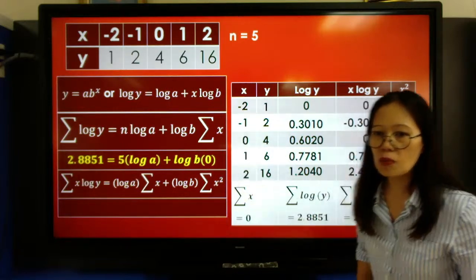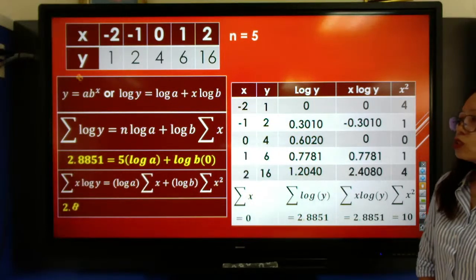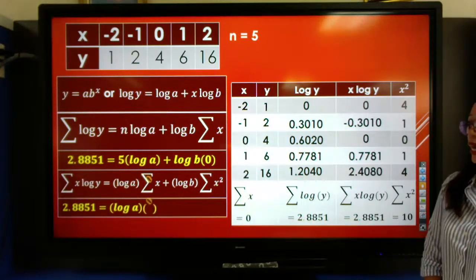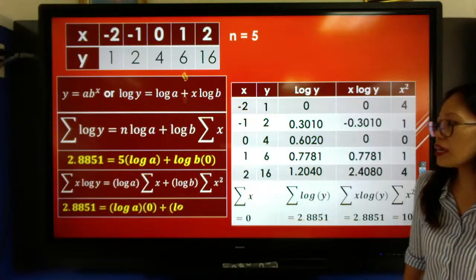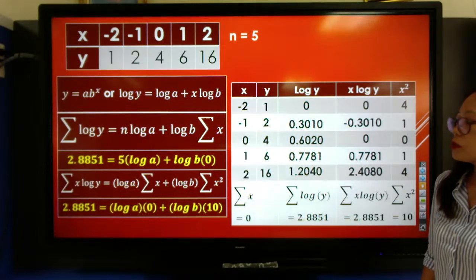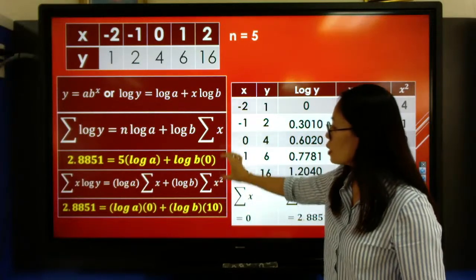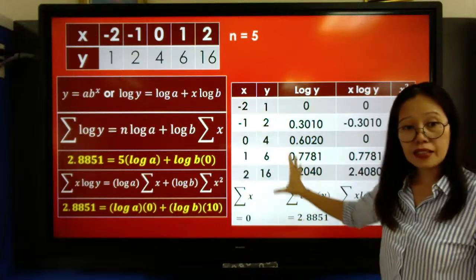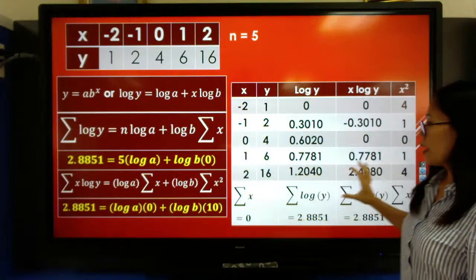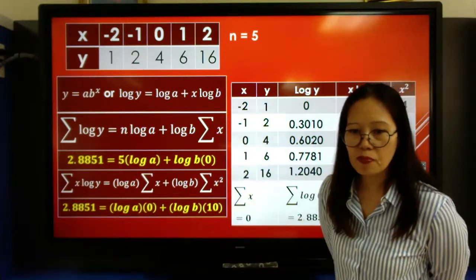All right, what about the next normal equation? The next normal equation will be 2.8851 equals the logarithm of A times 0 again, because we have the summation of x, right? And then plus the logarithm of B times 10. So here are our two normal equations from our data, from our table.